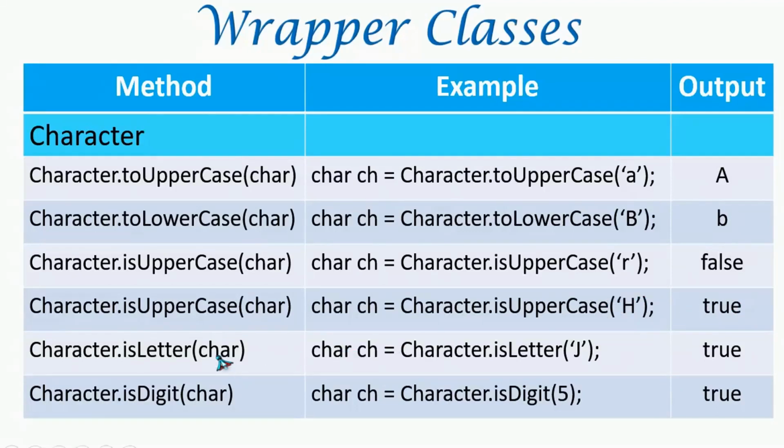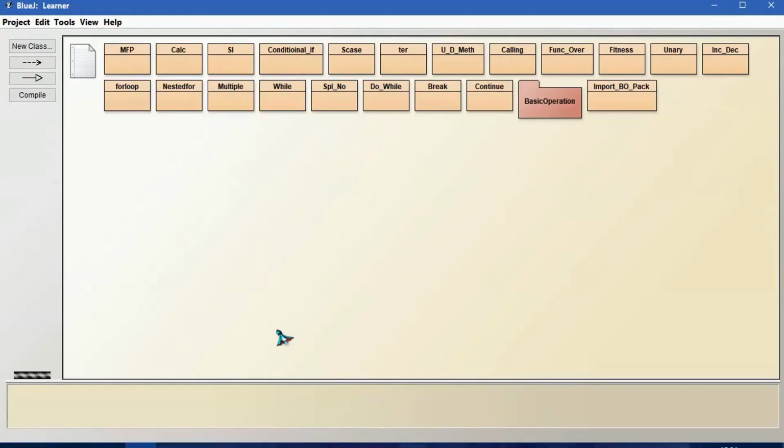Same like that, whether it is a letter or digit, we can also check with Character.isLetter, which will give true or false. So J, which I have given, is true, and then if I give a digit, 5 is a digit, so again it says true. Let us have an example program.